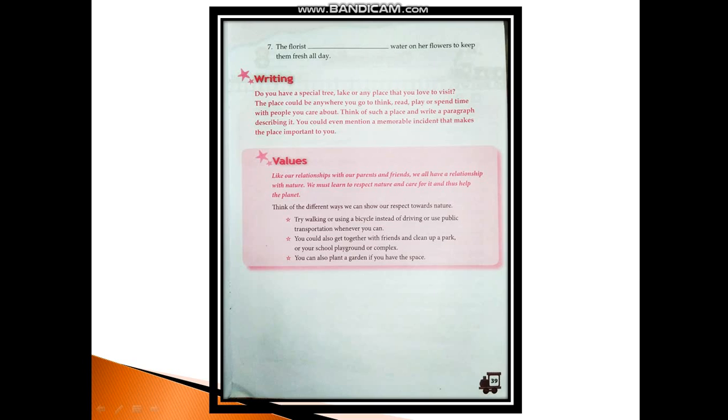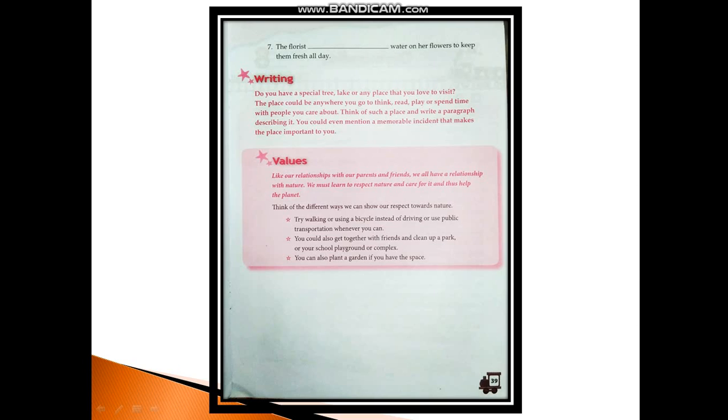So here you have to write a paragraph in which you have to mention any favorite place or any special tree or lake or something, your favorite haunt where you like to visit or you like to spend your time with people you care about. So you just have to write a short paragraph describing that special place of yours.